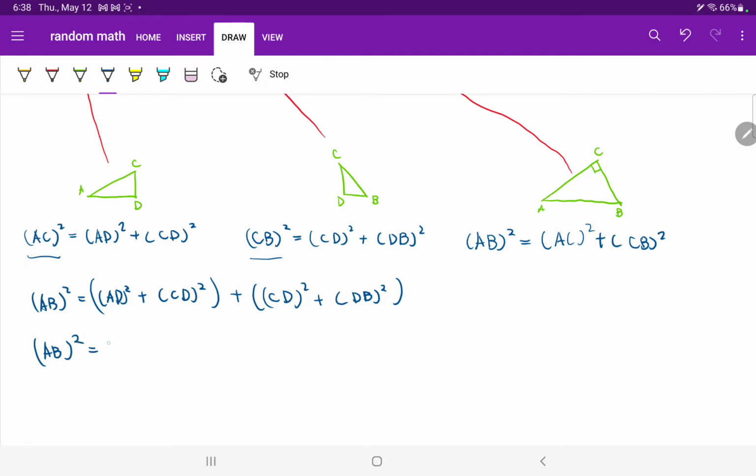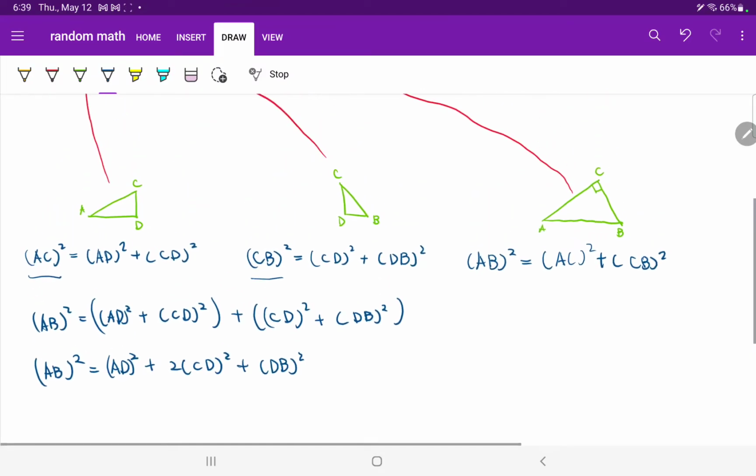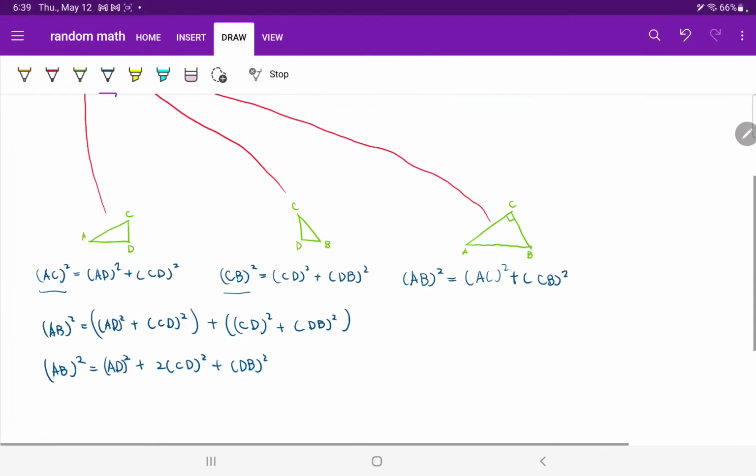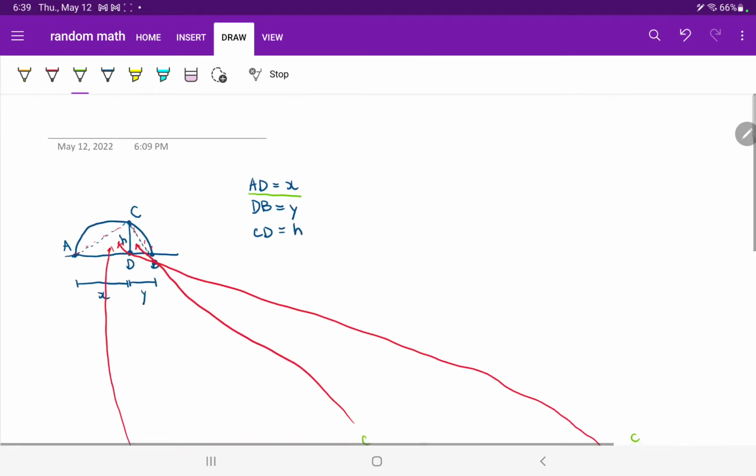Then you can see that this actually becomes AB squared is equal to, well, we only have 1 AD squared, but we have 2 CD squared. So that becomes plus 2 CD squared. Then we only have 1 DB squared, so that will just be DB squared. So then what is AD? Let's look back to our original diagram. You can see that I have my condition listed. AD is equal to x, so let's replace that.